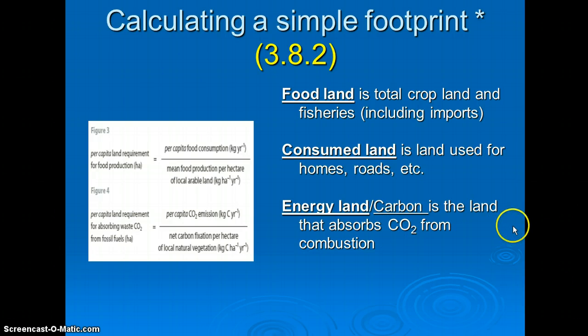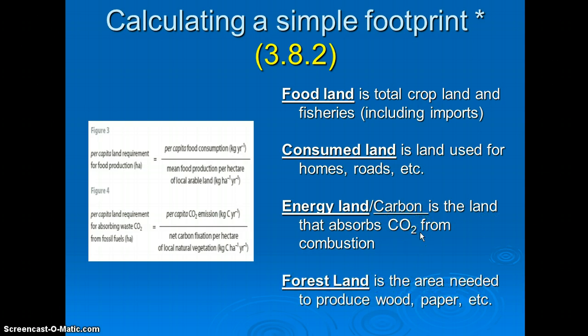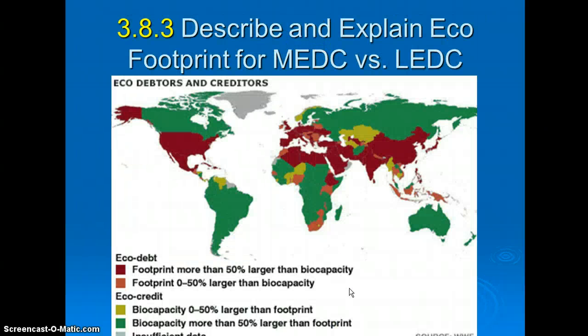And that's a big deal because right now we're using a lot of non-renewables that are fossil fuels that produce this CO2. Last but not least, there's forest land, used to produce different products such as wood, paper, and probably even other non-renewables that are not on this list because these are replenishables, such as minerals, that go into maybe making your phone, for instance. So all of these things are going to be related to our footprint calculations, and you're not going to have to calculate it by hand, but you're going to need to analyze data, and we'll practice that in class when I see you. So next we're going to talk about comparing these eco-footprints for MEDCs and LEDCs.